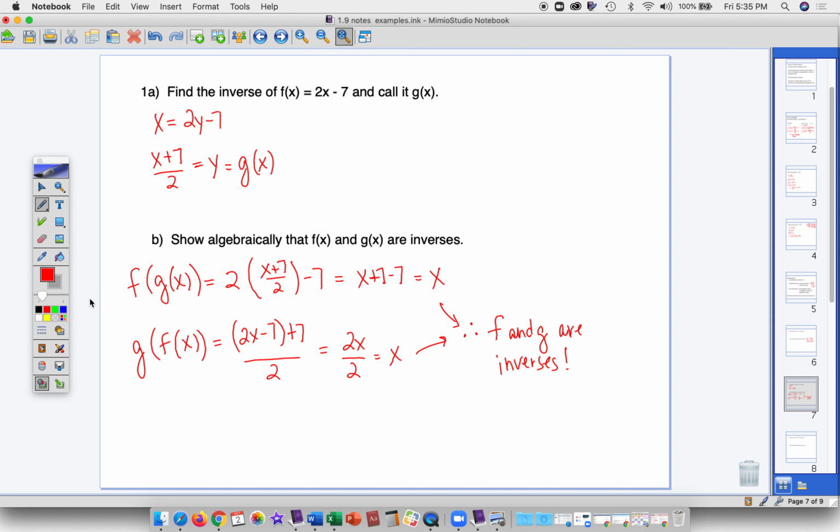Okay, let's see how you did. So for the inverse, I came up with x plus 7 over 2. And then calculating both compositions, I got x for both. Therefore, remember the dot, dot, dot, I hope, from geometry means therefore, f and g are inverses.